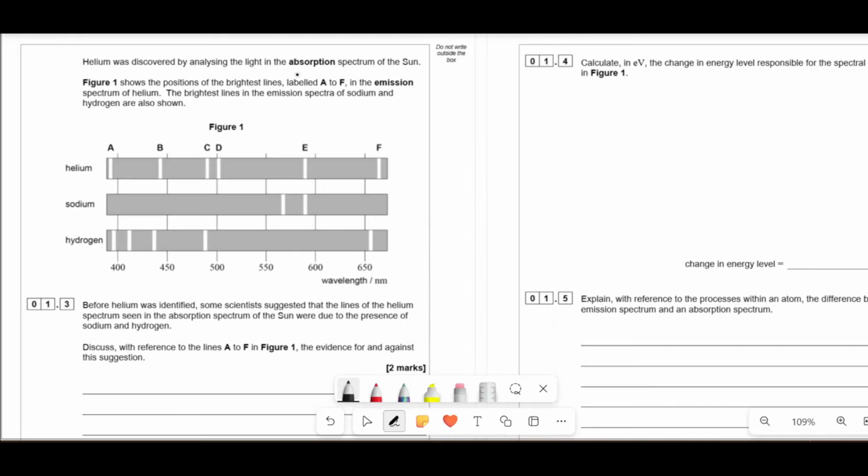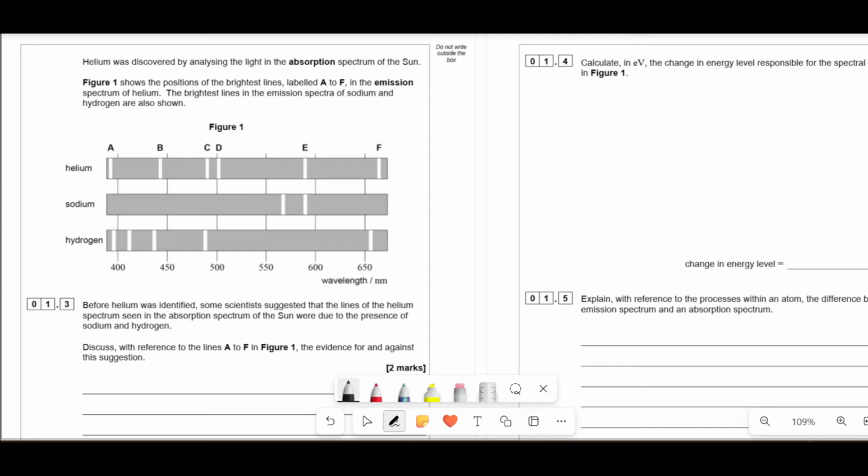Helium was discovered by analyzing the absorption spectrum of the sun, but this figure shows the emission spectra of helium, as well as the brightest lines in the emission spectra of sodium and hydrogen as well. And it's asking you to say, was it that the sun's spectrum was because of sodium and hydrogen or not? So remember that these absorption and emission spectra show you that electrons exist in energy levels. So remember that you can only emit photons with energies equal to the difference between two energy levels. And that means because you can only have certain photons, you can only have certain wavelengths of light as well.